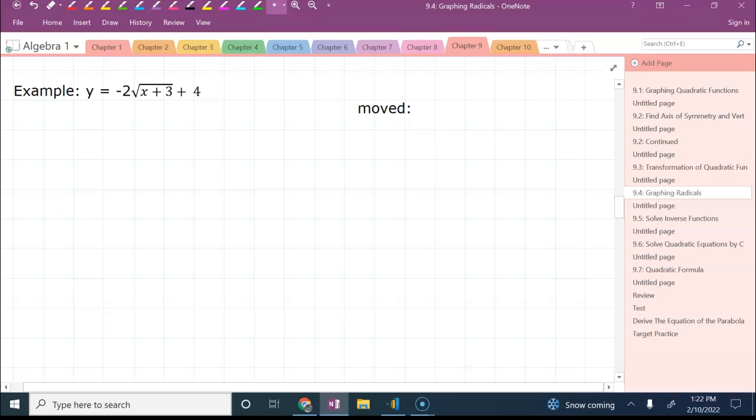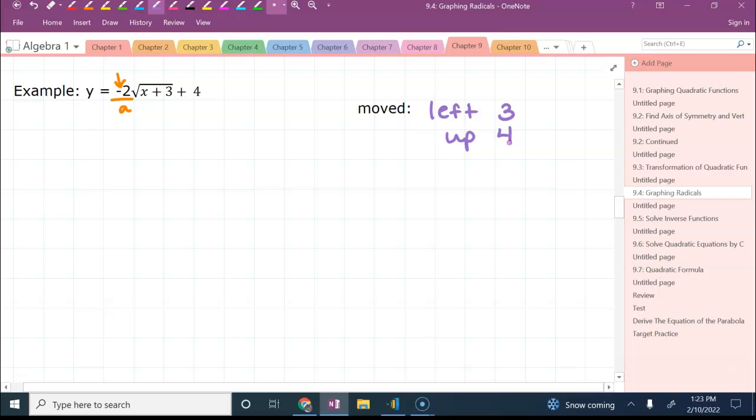Now, if you look at the next example I have here, it looks pretty similar to what we just did. There's one minor change here. This time your A has that negative sign in front of it instead of a positive 2. So I'm still moving the same direction as far as my 3 and my 4 are concerned. So the plus 3 is still saying that we're moving to the left 3. And the plus 4 is still saying that we went up 4.